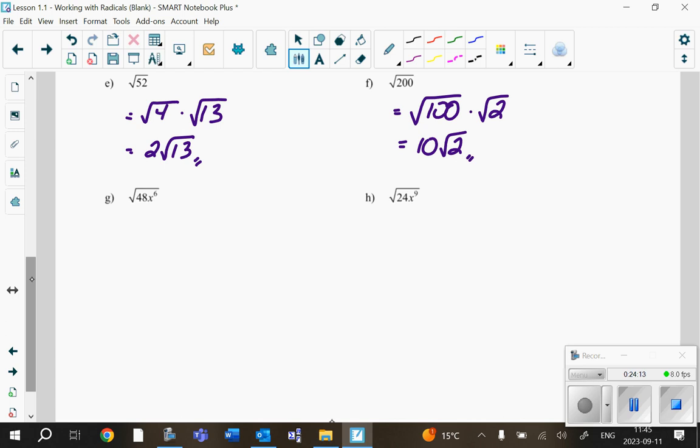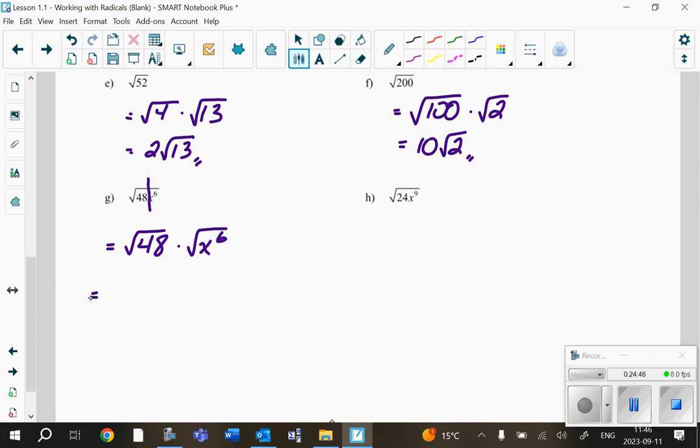So the first thing I'm going to do is split the number and the variable. So I'm going to make it like this: square root 48 times square root x to the 6th. Whenever you've got exponents, split them first. It makes life easier when you simplify. Because then we're going to simplify each one separately and put it all together at the end.